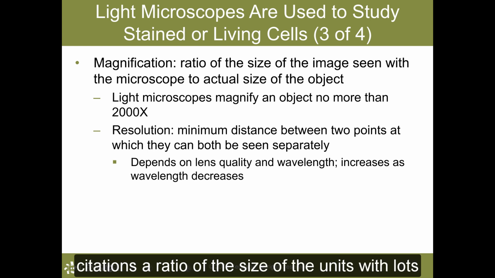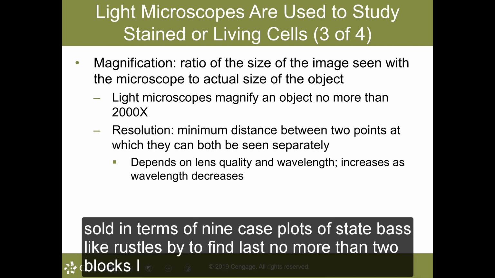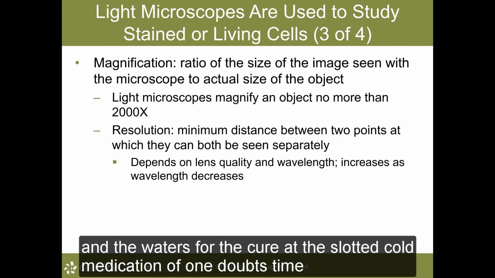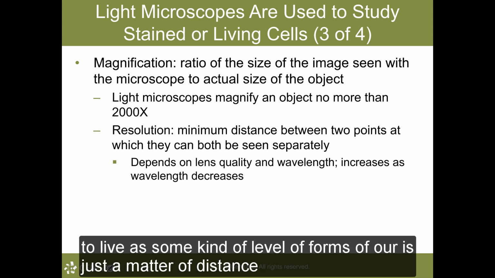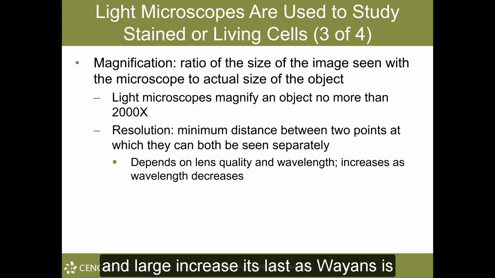So magnification is the ratio of the size of the image seen with the microscope to the actual size of the object. In terms of magnification, the best light microscopes magnify an image to no more than 2,000 times. And the light microscopes we have here at the school have a total magnification of 1,000 times. With this, resolution, or resolving power, is the minimum distance between 2 points at which they can both be seen separately. That depends on the quality and wavelength of light, and it increases as wavelength decreases.